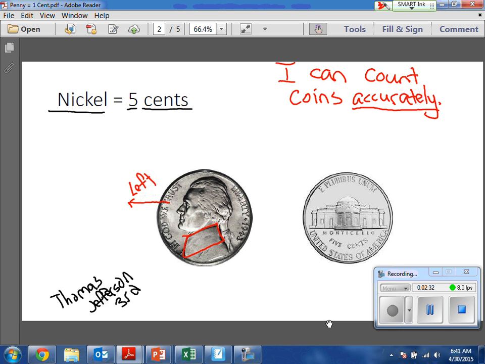All right. Something else about the Jefferson nickel, if you flip the nickel over on the other side, you're going to notice that there's a building. It looks very different than what was on the Lincoln penny. This building is called Monticello. Monticello was the name of the mansion that Thomas Jefferson built for himself. So it would make sense that Monticello is on a coin that has Thomas Jefferson on it. So again, Thomas Jefferson, his nickel is worth 5 cents. 1, 2, 3, 4, 5.